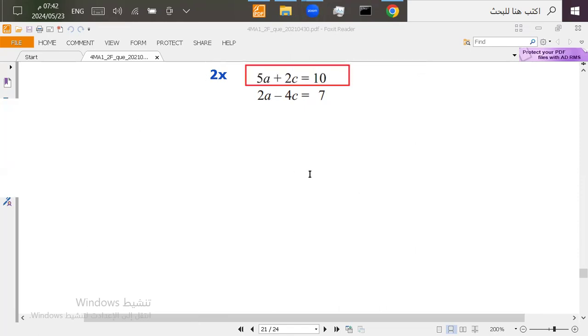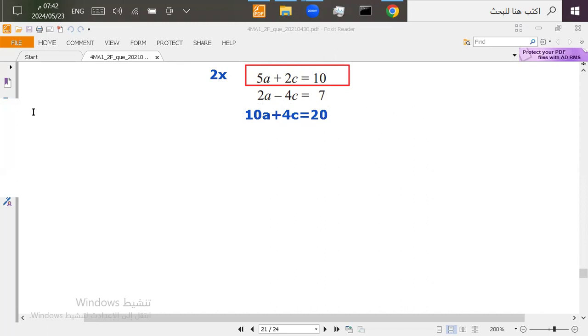So here we're going to multiply by 2. It means let's take the equation and multiply it. So 2 times 5a will be 10a. Let's do it step by step and write it here, okay? And then 2 times 2c is going to be 4c, plus 4c. And then equals 2 times 10, which is going to be 20, so equals 20.